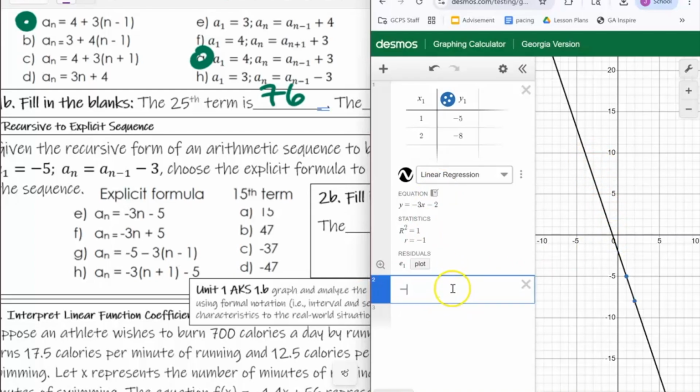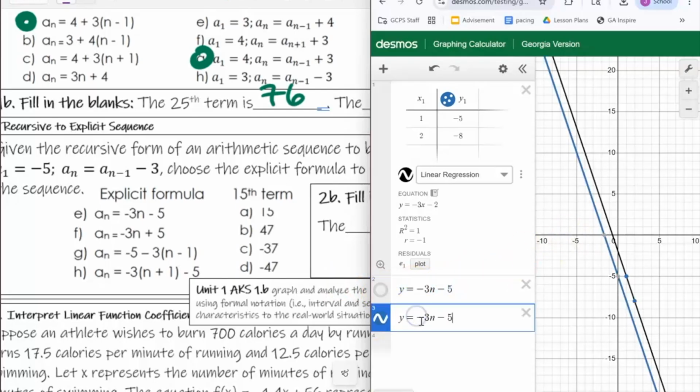So -3n -5. Okay, there's an error, so click on that. Try adding y equals. So let's try adding y equals. Does that match? It does not, so that's not it. I'm just going to copy and paste this to the next line. -3, this time try +5. Does that match? That's not it.